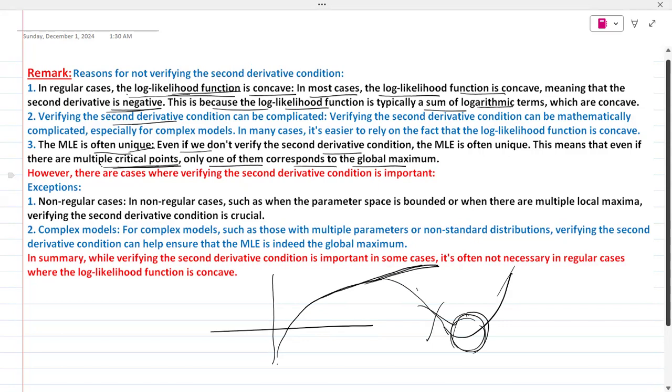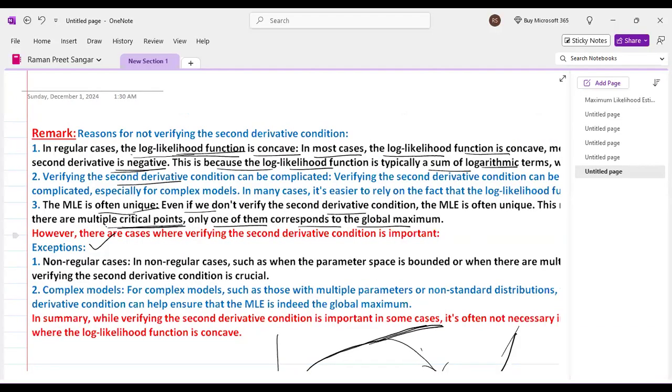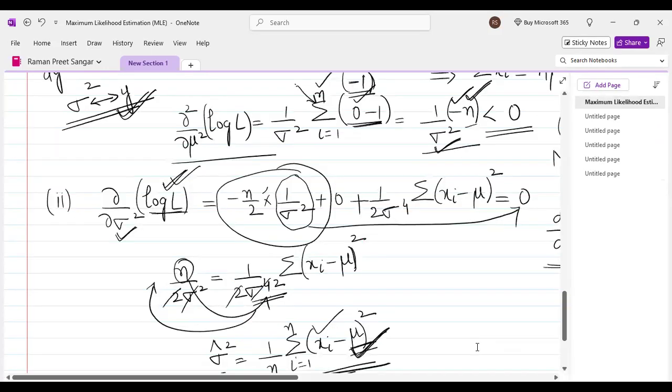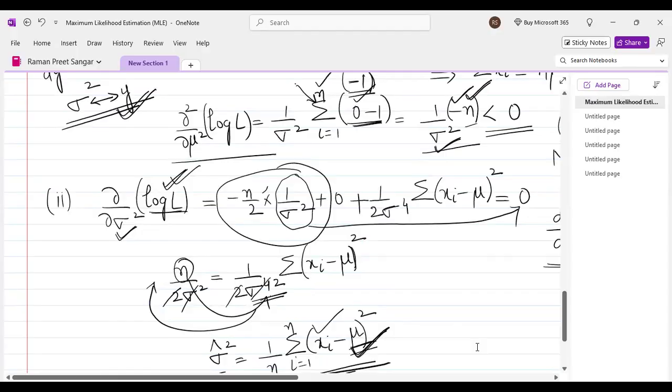Although these reasons are not much within the scope of our series, I have mentioned them just for knowledge. But still there are some exceptions, non-regular cases, such as when the parameter space is bounded or when there are multiple local maxima, where verifying the second derivative condition is actually crucial. So these are the reasons, and now coming back.